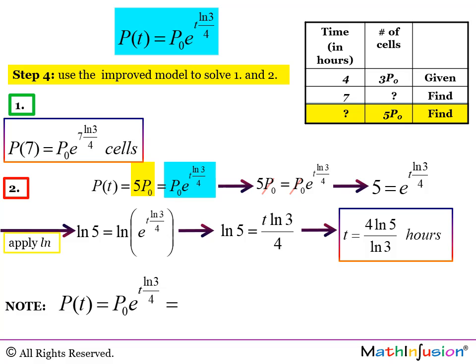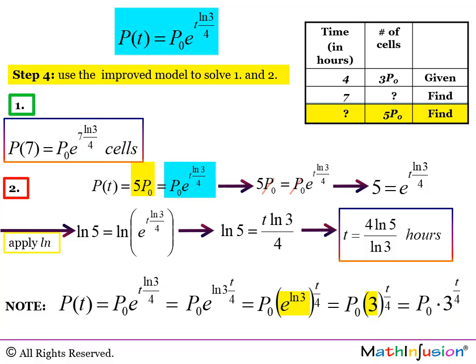Please note that there is also a way to write it like this. P of t can also be written as p0 times e to the ln of 3 times t over 4. I can bunch up the e to the ln of 3, and e to the ln of 3 is 3. And I get this.